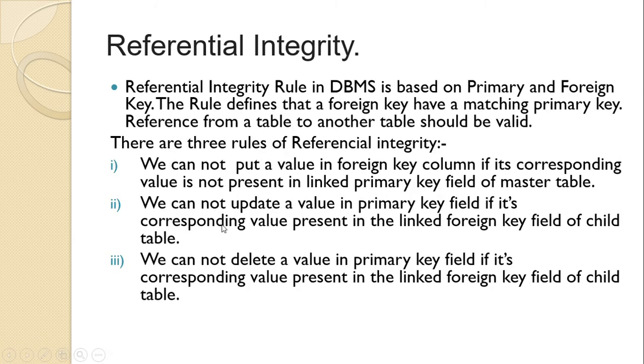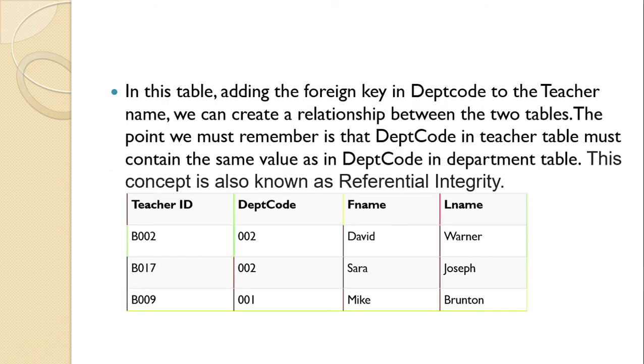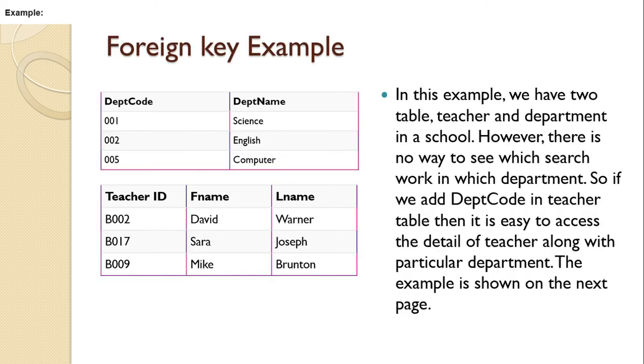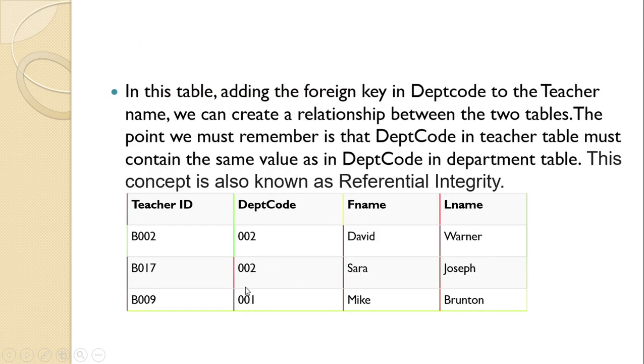Now the second rule of referential integrity: we cannot update the value in a primary key field if its corresponding value is present in the linked foreign key field. For example, if we want to change the department code of science to 010 instead of 001, then we cannot do it. Why? Because it is present in the foreign key column also. So we cannot update it.